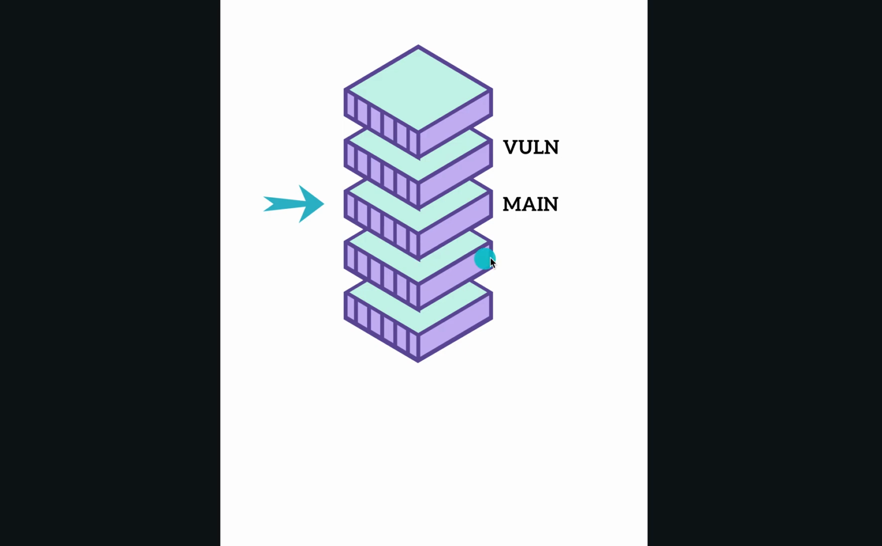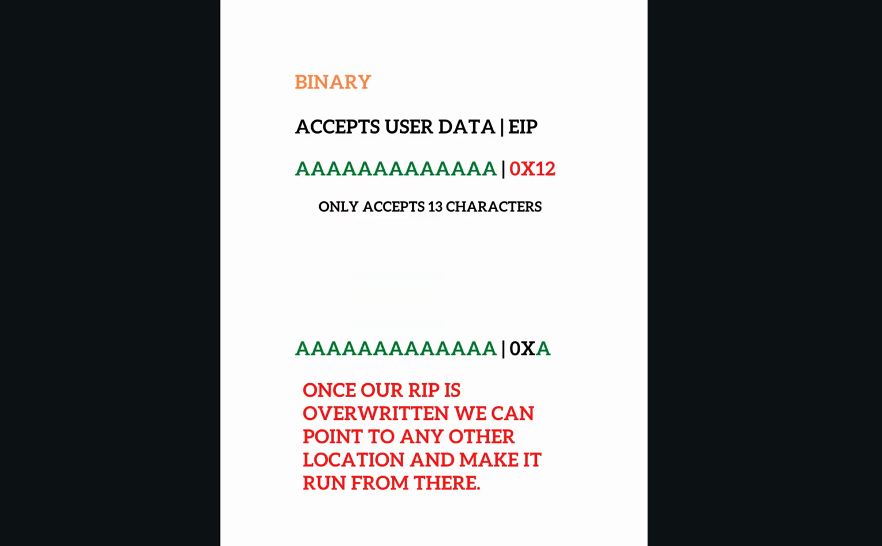So in this question we have two functions. The first is the main function that will execute as soon as we run the binary. But what we want is to change the flow of the binary in a way that it does not stop at main but also ends up executing the vulnerable part of the code. For that we have a vulnerability in there.